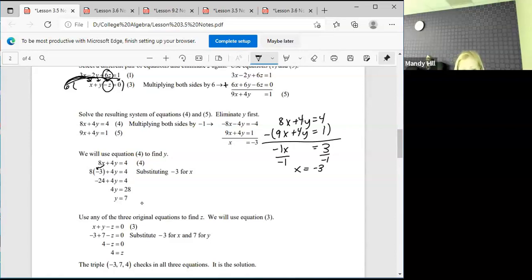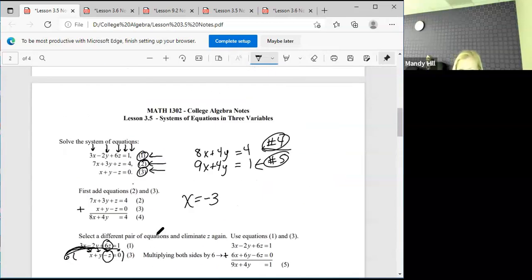So 8 times -3 is -24. Okay. Looks like they just skipped a step. And that's okay. But they needed to add 24 to both sides. So 4 plus 24 got them the 28. Divide by 4 on both sides. So y is equal to 7. Okay. See, to get that first one was a pain, but now it's like, okay, we got the second one, y is equal to 7.